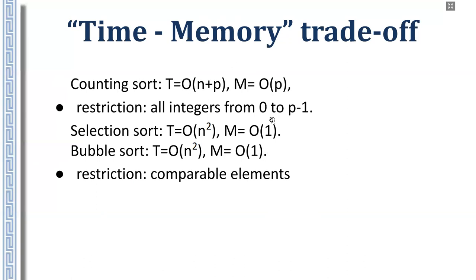Here we can say that we trade time for memory in some way, but in case the range is not very big, we have constant memory but a bigger, n squared, time complexity.